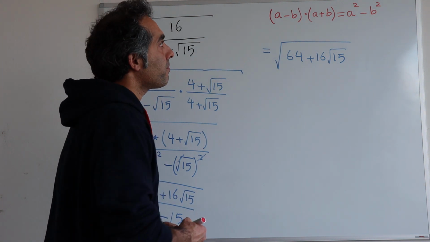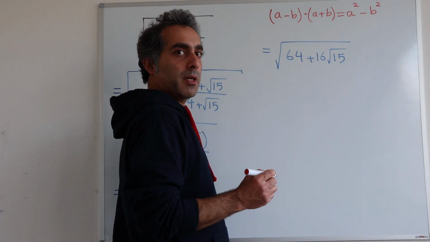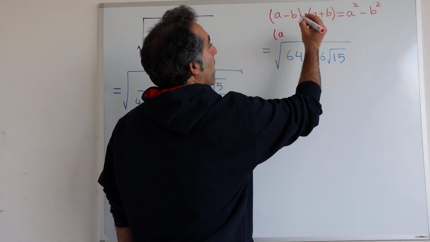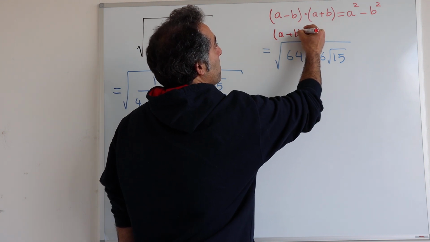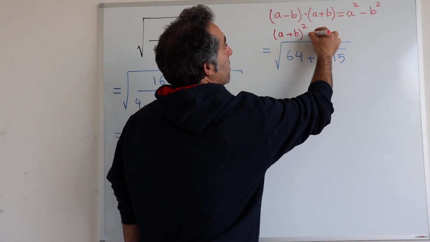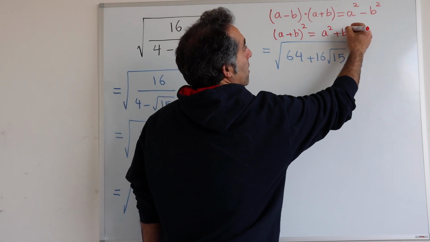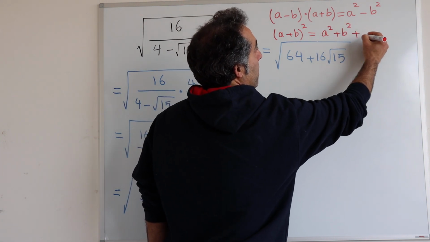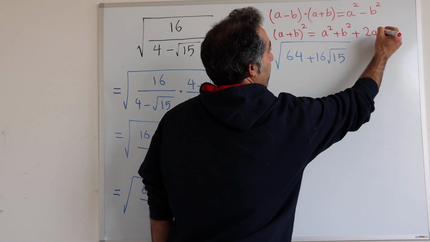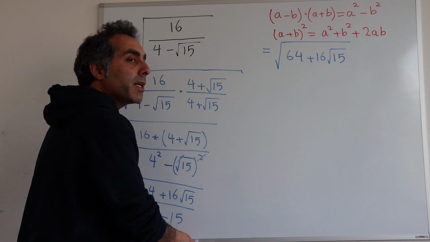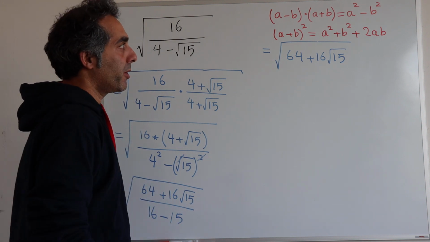It's the binomial squared identity: when a plus b is squared, it equals the first one squared, plus the second one squared, plus 2 times a times b. We can use this identity or any identity you maybe prefer.